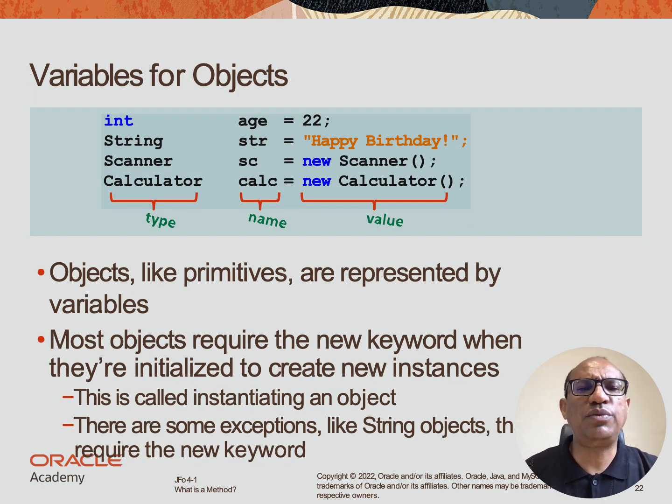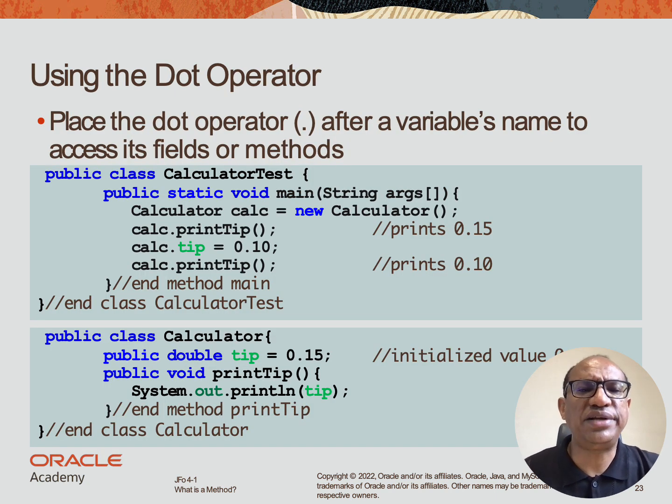Just like with primitive data types, you use variables to represent objects. You'll usually need the new keyword to create instances, though there are some exceptions like strings. You use the dot operator to call methods or access fields from an object. For example, calc.findTotal() runs the findTotal method, and calc.tip = 0.10 updates a field.